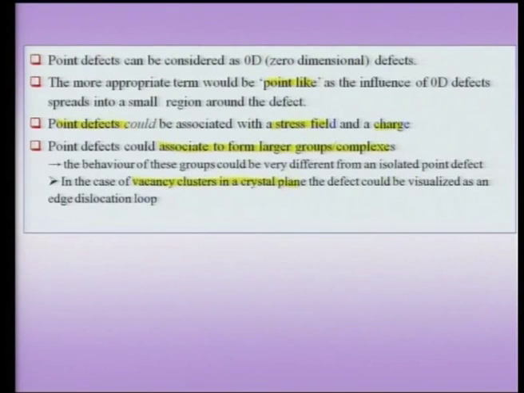The other important thing is that often when these defects associate, even the language for their description can change. For instance, vacancy clusters in a crystal plane, we shall take up this in detail later when we talk about dislocations, can now be visualized not merely as a vacancy cluster, but also as an edge dislocation loop. And we shall see in FCC crystal, for instance, this edge dislocation loop is something known as the Frank partial dislocation loop.